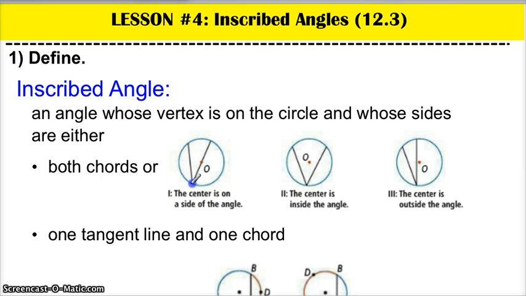So the angle is on the side of the circle and the sides of the angle are chords in the circle. It's on the edge of the circle and its sides are chords, meaning that they cut through the circle. And here's just another variation. All of these are pretty much displaying the same thing. The only difference is showing where the center could be, but these are all inscribed angles.